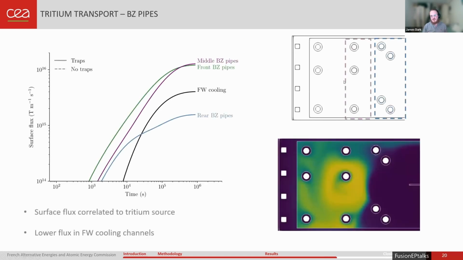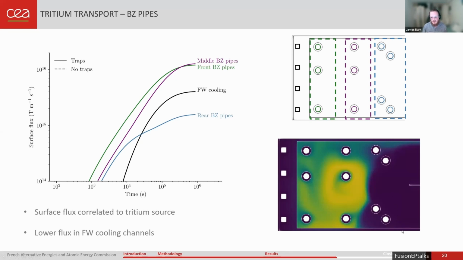Also, looking at the tritium that's going into our cooling pipes here in the breeding zone, I've split the pipes into 3 different sections, our middle, front, and rear, and our first wall cooling channels here also in black. We can see here that as the flow of lithium lead is coming from the bottom up, it's creating these vortexes in the middle. And so we see the highest concentrations of tritium around the central part of our blanket, or middle part of our breeding zone here.